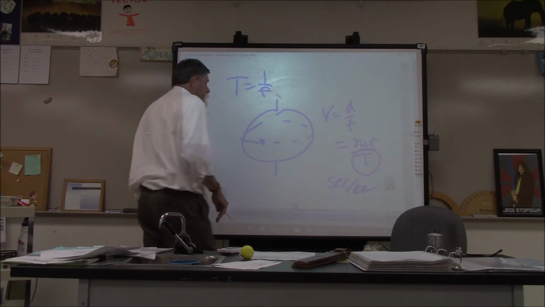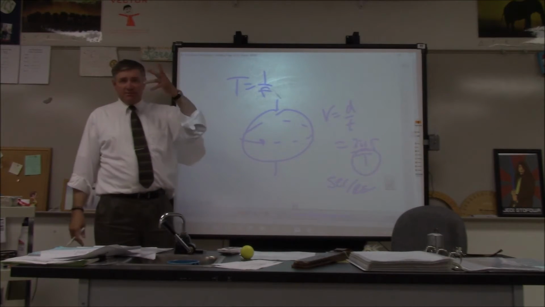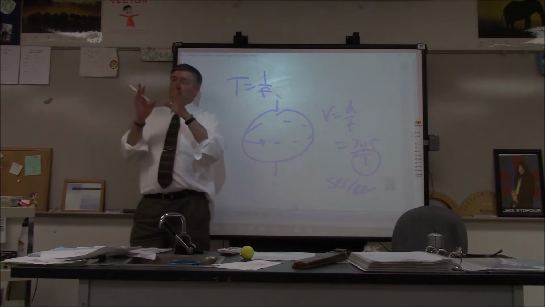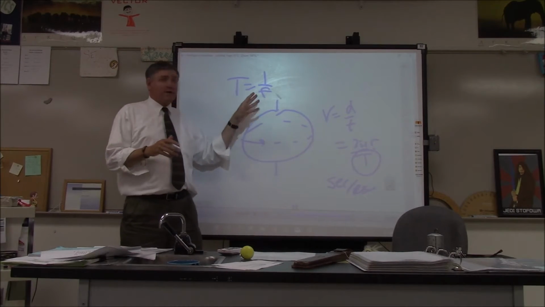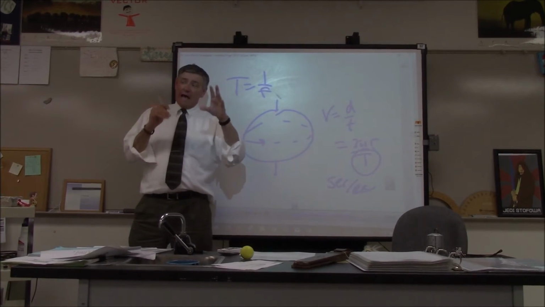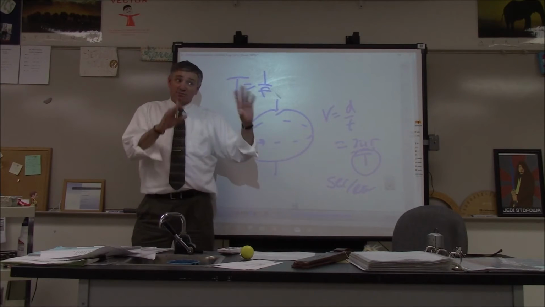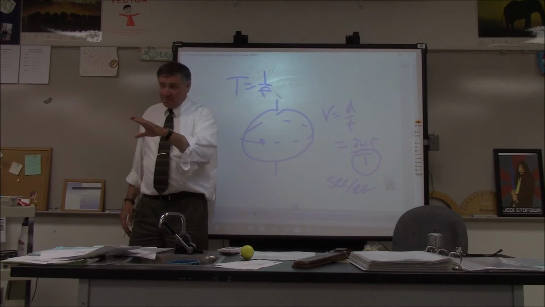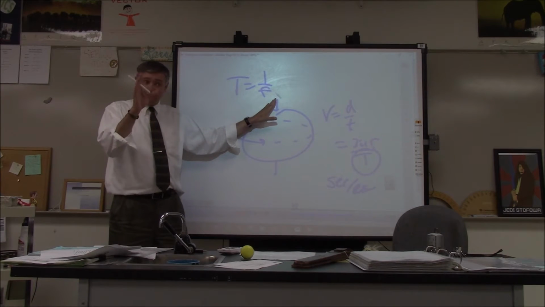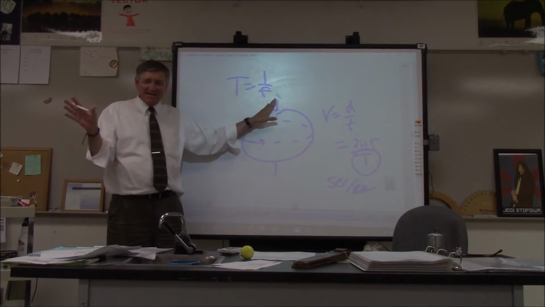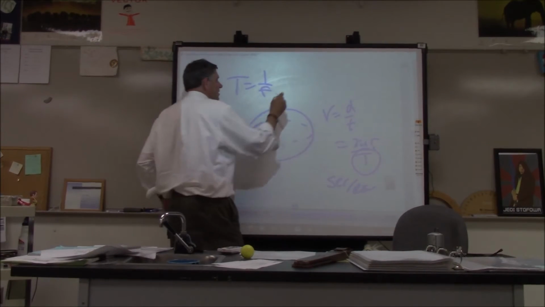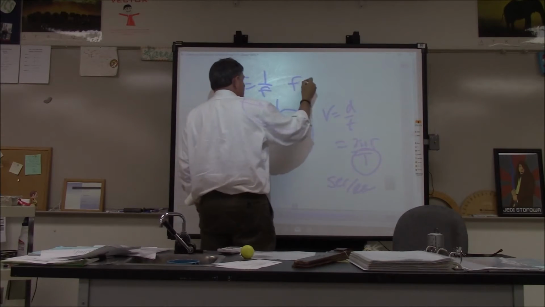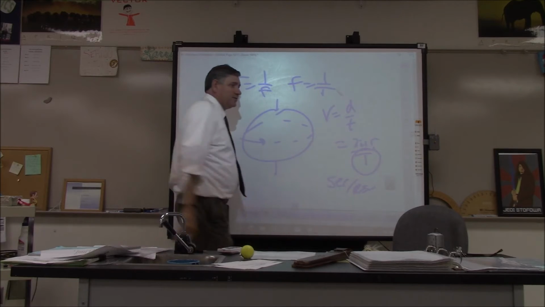Period is the inverse of frequency, or frequency is the inverse of period, okay? Period is how long it takes per revolution. Frequency is how many events happen per unit of time. This is why they're inverses of each other. So to get your answer to 12B, and you're trying to find frequency, how many times per second it's going to go around, you just take the inverse of period.